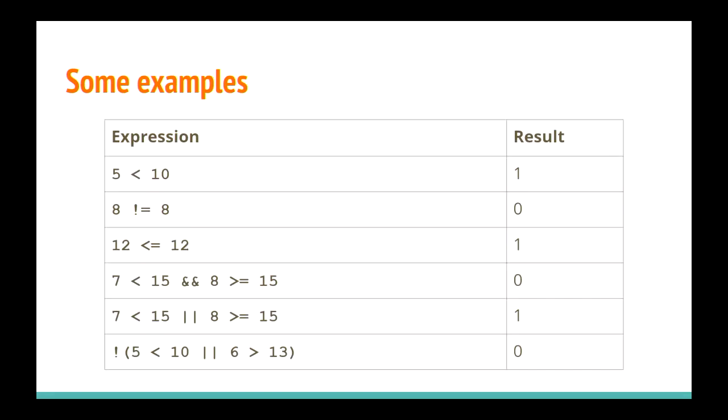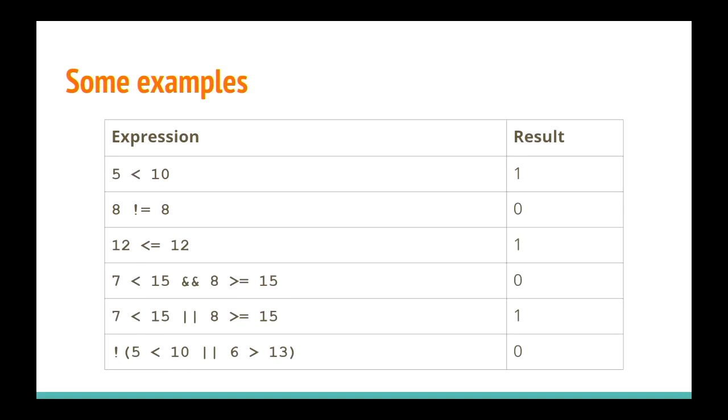12 is less than or equal to 12. 12 is less than or equal to 12 because they're equal, so that's going to be true. And then we start combining these things together. So I've got an AND statement here in between two relational operators. So I'm saying 7 is less than 15 and 8 is greater than or equal to 15.